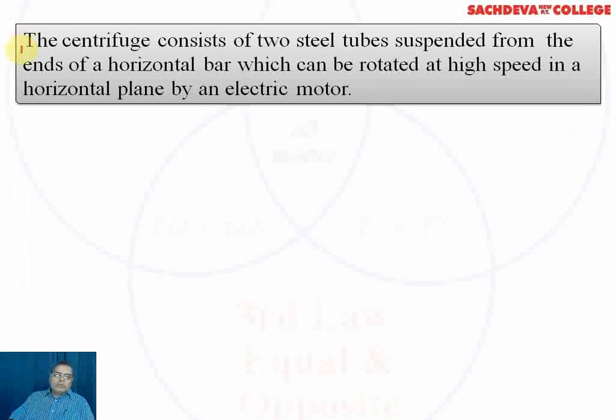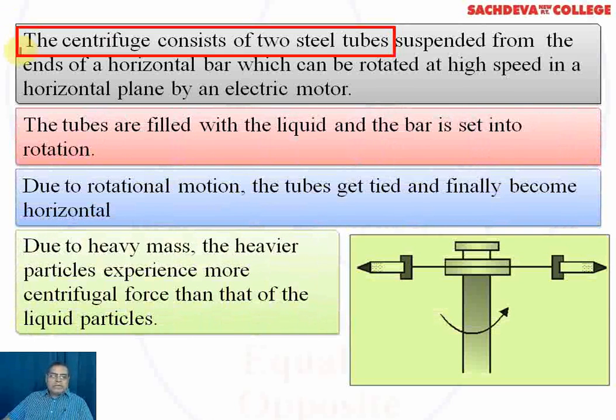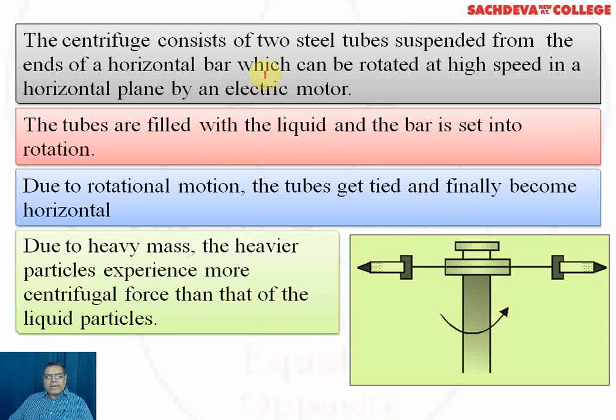Now we come towards the construction of the centrifuge. It is clear from the figure. The centrifuge consists of two steel tubes suspended from the ends of a horizontal bar, which can be rotated at high speed in a horizontal plane by an electric motor. So this is clear from the given figure that there are two steel tubes and they are fixed at the ends of the horizontal bar.